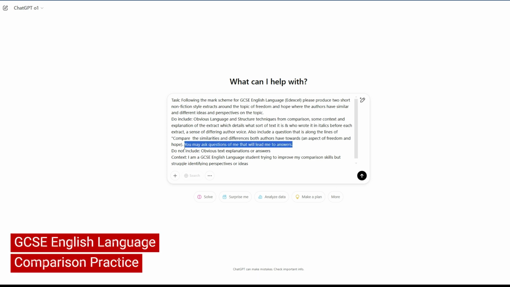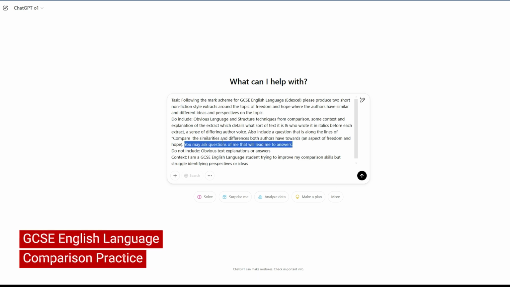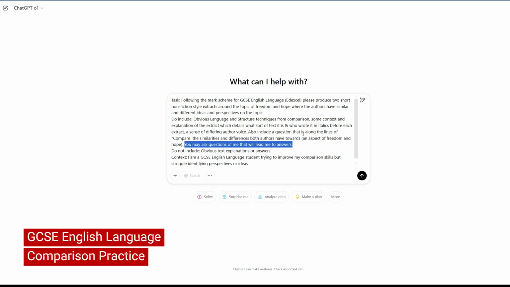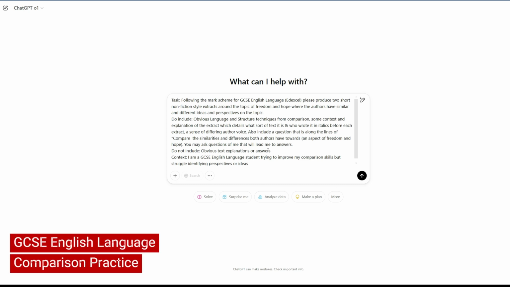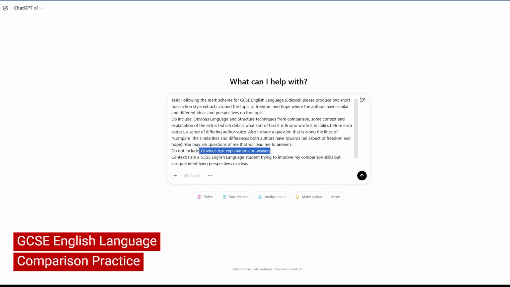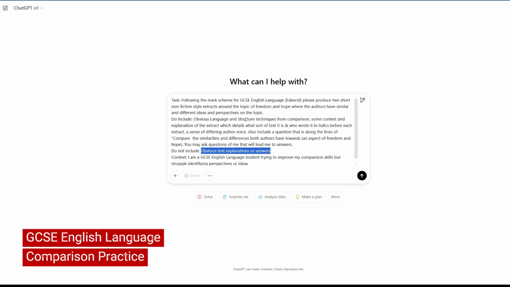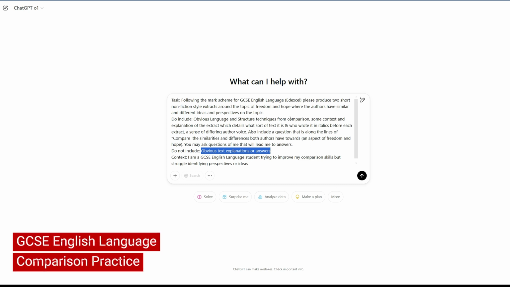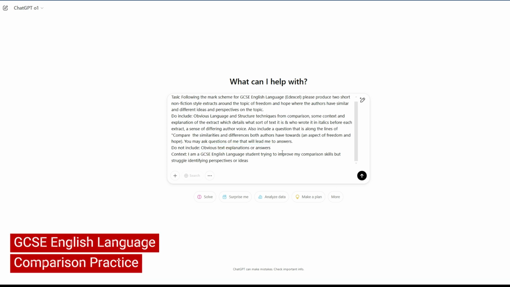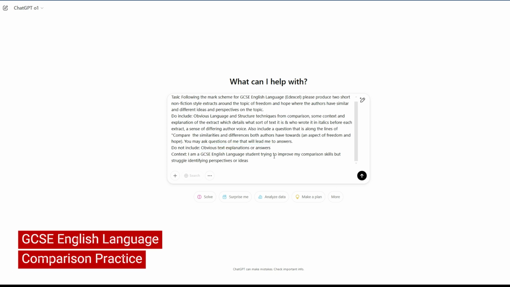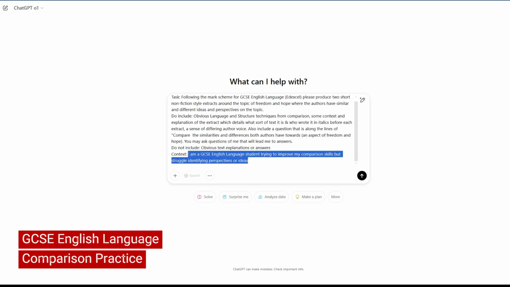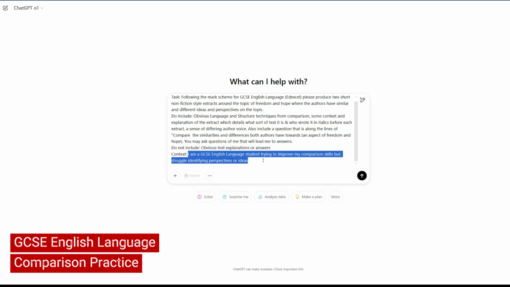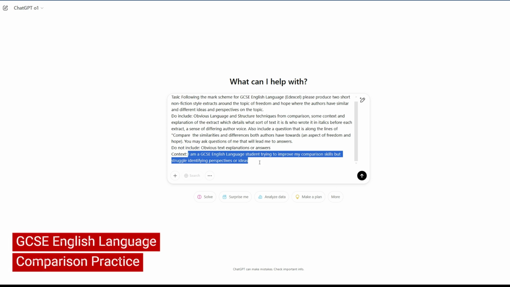It's important to have that in there just in case it tries to resist or it doesn't give very helpful answers. So it knows it has to be helpful following the extract. So I said, do not include obvious text explanations or answers. Always good to do that because ChatGPT, trying to be helpful, will maybe try and lead you a bit strongly to an answer it wants. I gave it some context, saying I'm a GCSE English language student trying to improve my comparison skills but struggle identifying perspective ideas. This is just to remind it that it needs to be friendly and helpful and it can't try and overcomplicate things.